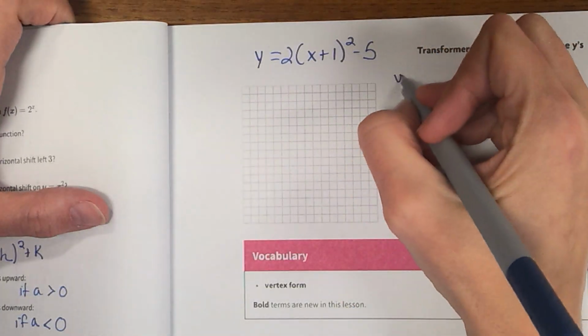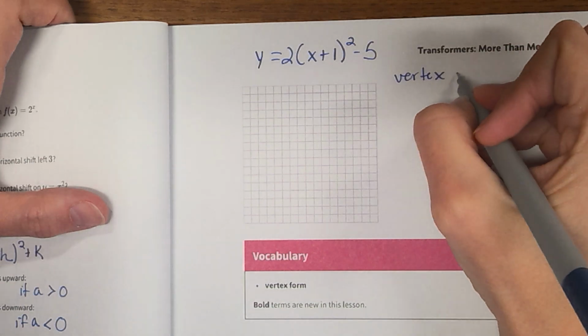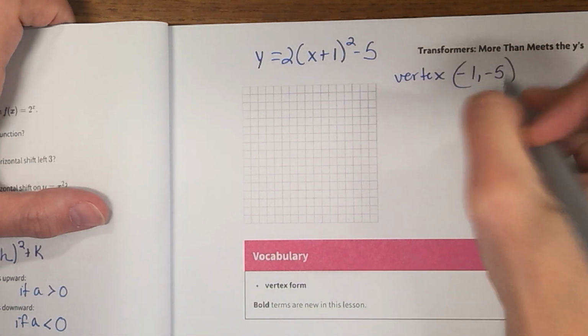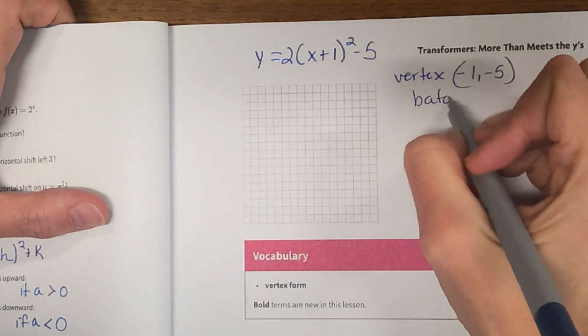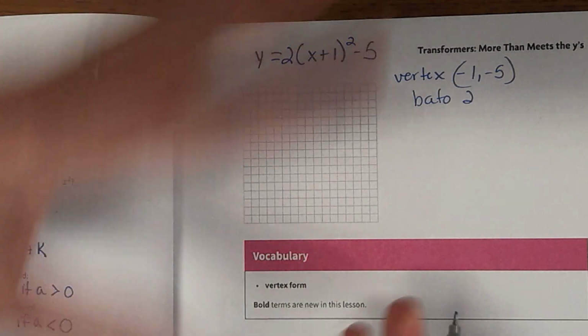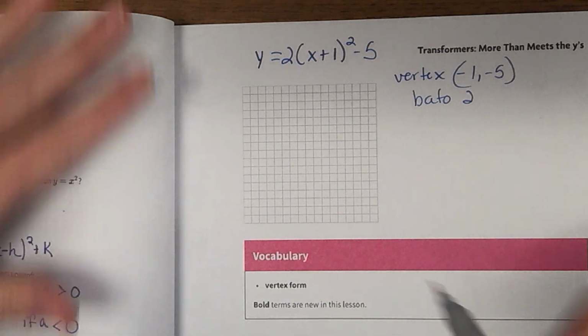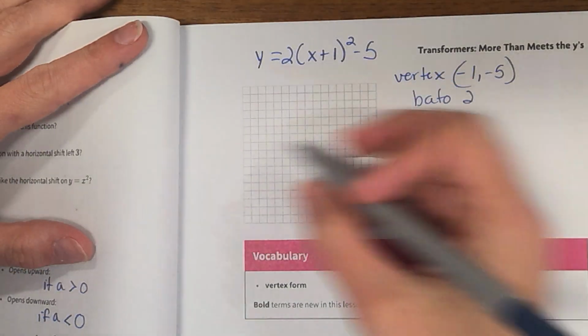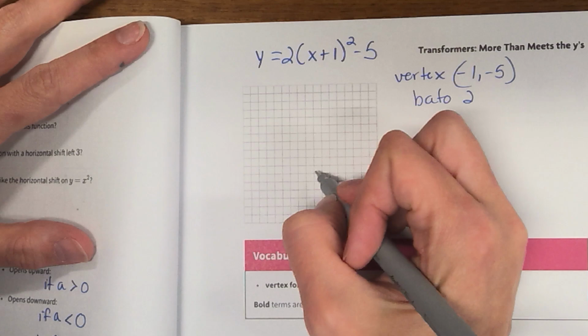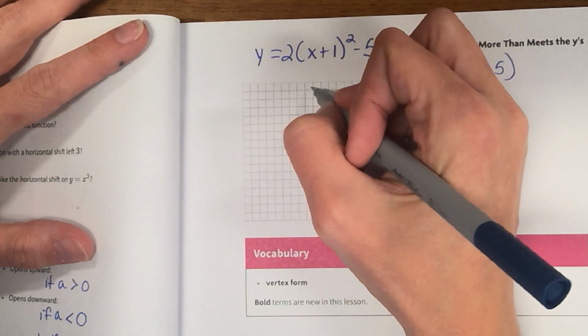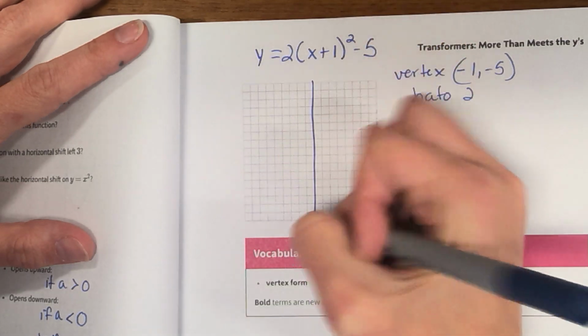So it looks like we're going to have a vertex here at -1, -5. And we have a by a factor of 2. So that's going to stretch our graph out a little bit. Rather than being that over 1, up 1, over 2, up 4, it's going to be stretched out a little bit. And it's opening up, but we're going to be at -1, -5. So we don't want to go too short on our y-axis here.